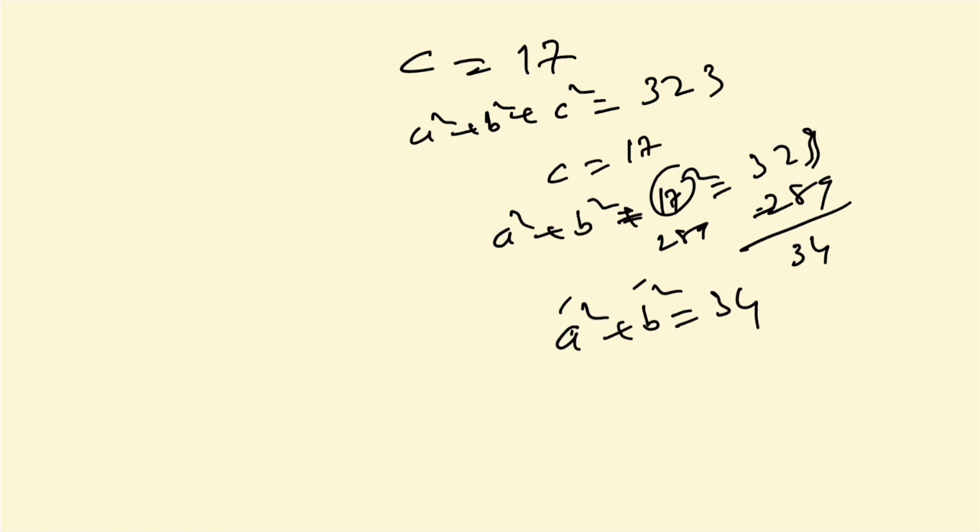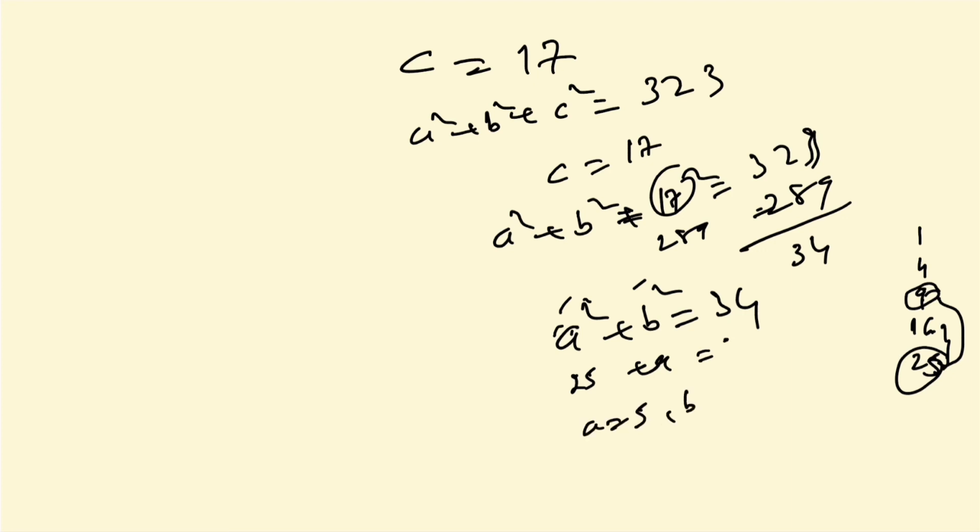Take some number whole square plus some number whole square, it is 34. So we know that 1 square is equal to 1, 2 square is 4, 9, 16, 25. Just try to add these numbers. 25 plus 16 is 41. Add this number, 25 plus 9, it is 34. Yes. So 25 plus 9 is equal to 34. So a value is 5 here, b value is 3 here, and c value is 17 here.